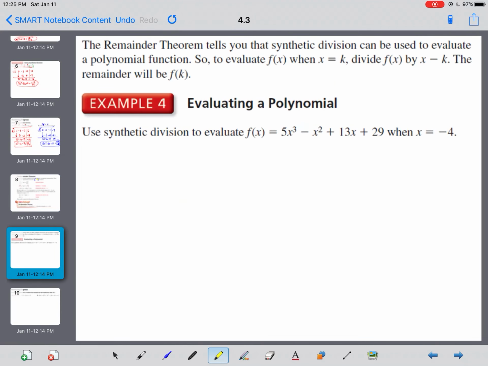So let's show you what I'm talking about. Okay, we can use synthetic division to evaluate this function, f of x equals 5x to the third minus x squared plus 13x plus 29 when x is negative 4.